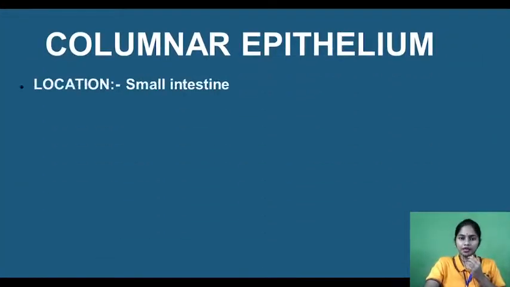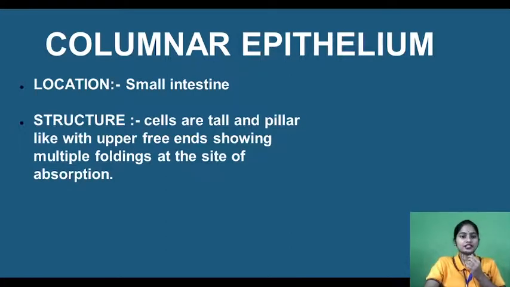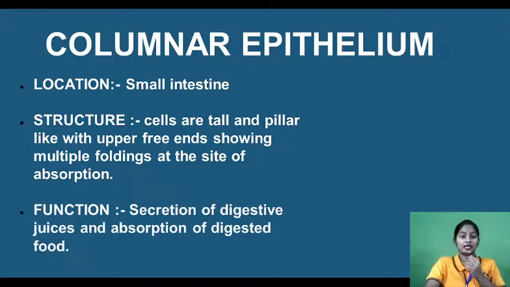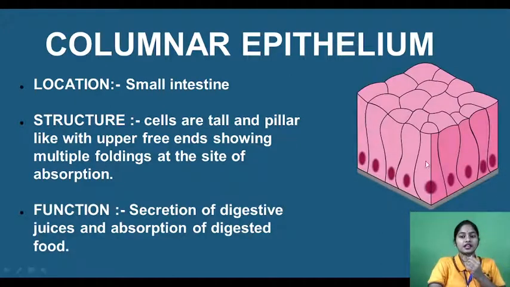Now columnar epithelium. Location: present in the small intestine. What is the structure? Cells are tall, pillar-like with upper free ends. See, they are a pillar-like structure, right? Showing multiple folding. They are folded at the site of absorption. Function: they help in the absorption of digested food, and secretion of digestive juices also.